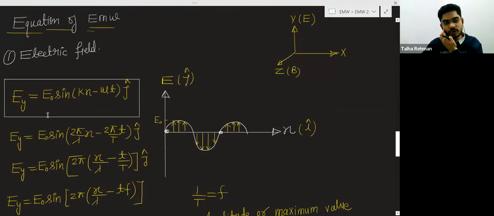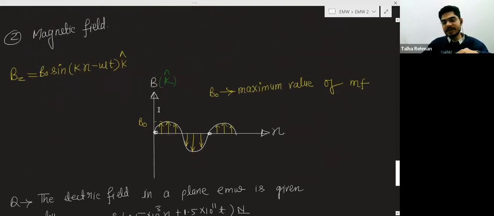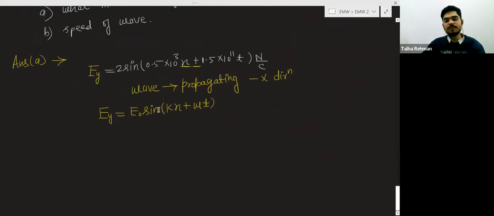So the equation of the electric field can be written as E is equal to E naught sine (kx plus omega t). That means your wave is traveling in the negative x direction. That is why the wave propagation will be along the negative x direction.